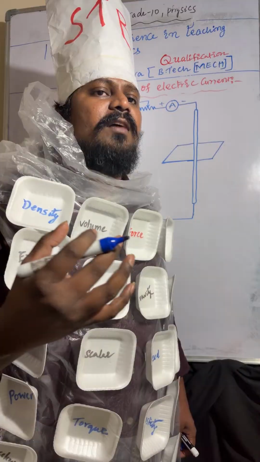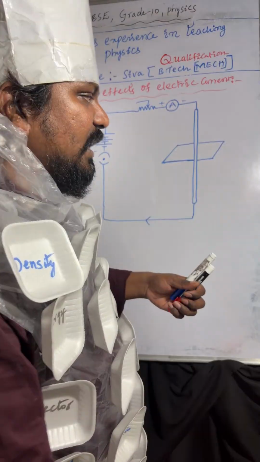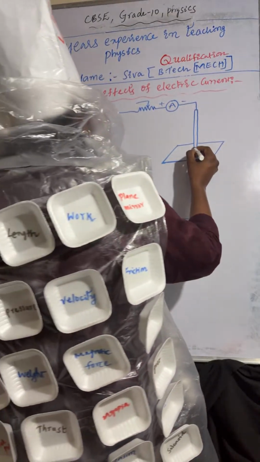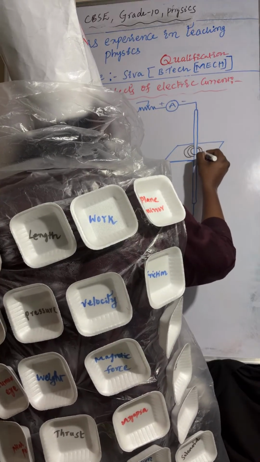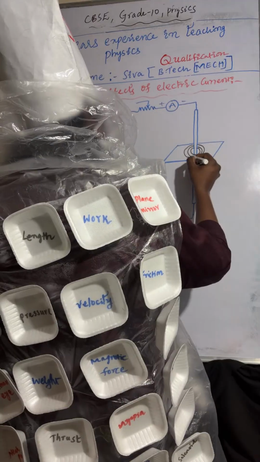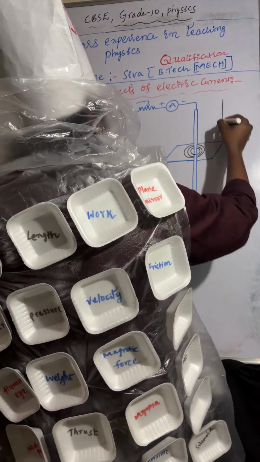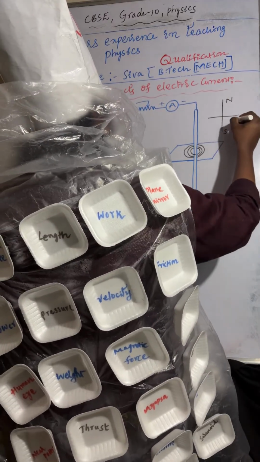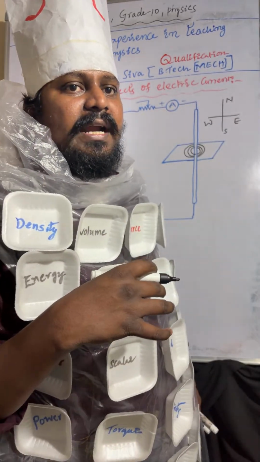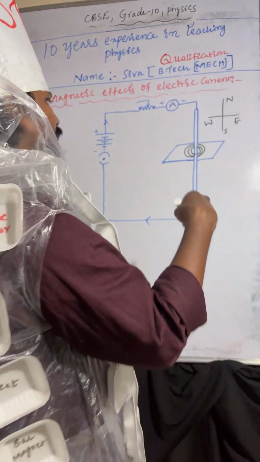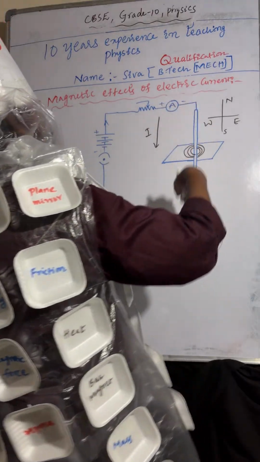The magnetic field will be in the form of concentric circles, closed loops, like this. How do we find the magnetic field direction? We know the current direction. Here are north, south, east, and west. Current is passing from north to south, so I am taking the current direction along this direction, moving from north to south.